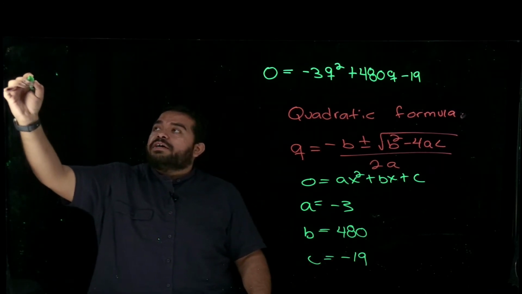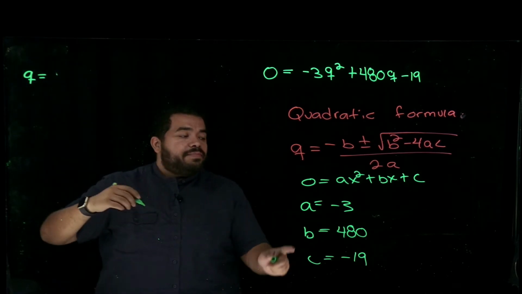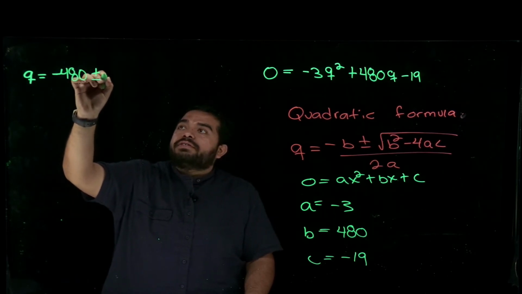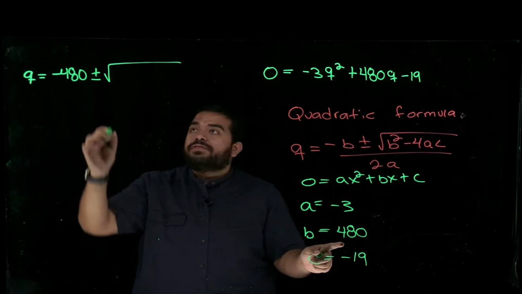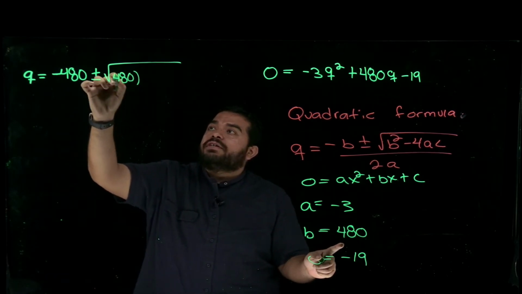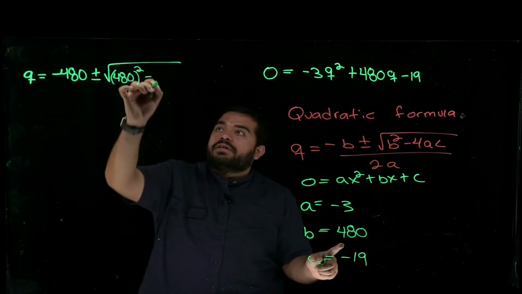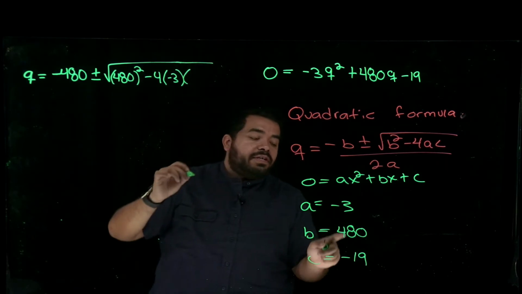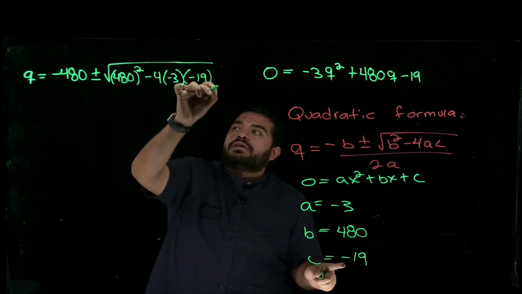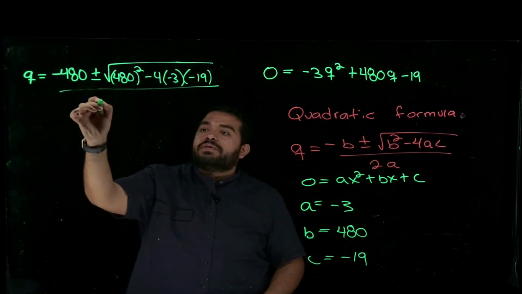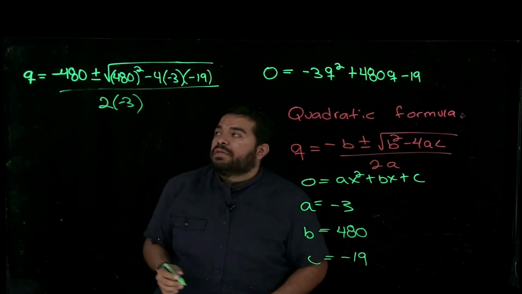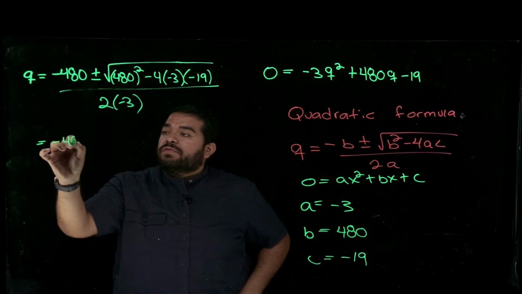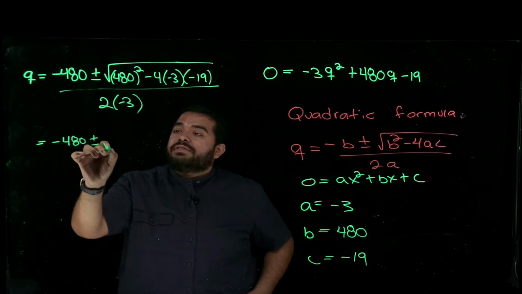So then we're going to have q is equal to negative b, which is going to be negative 480, plus or minus the square root of b squared. Again, b squared is this here. So that means 480 to the second power minus 4 times a, which is negative 3, times c, which is negative 19, all over 2a. 2a is going to be 2 times negative 3. So using our calculator here, we can see that this is going to be negative 480 plus or minus the square root.